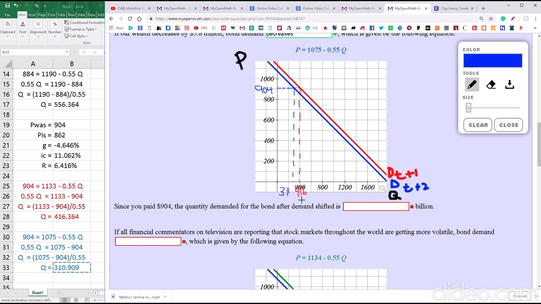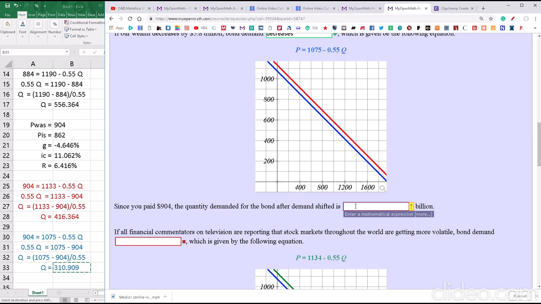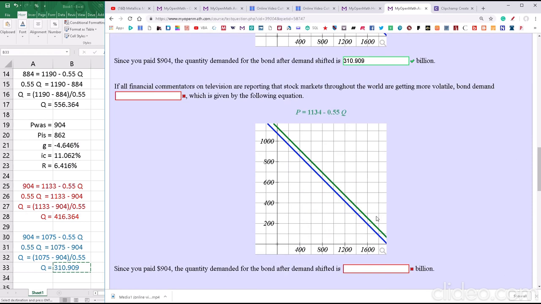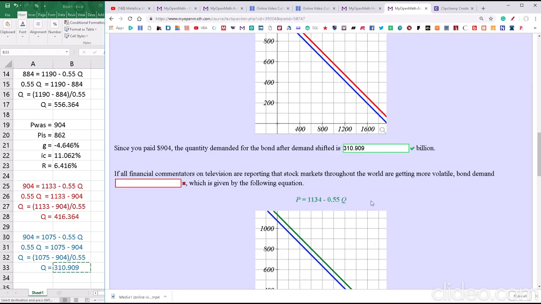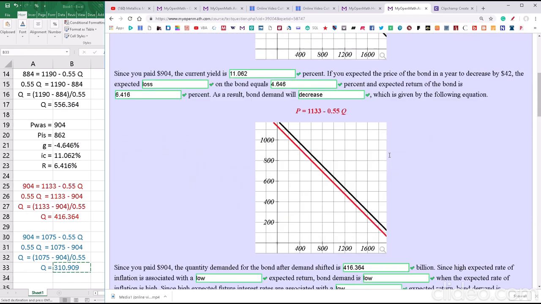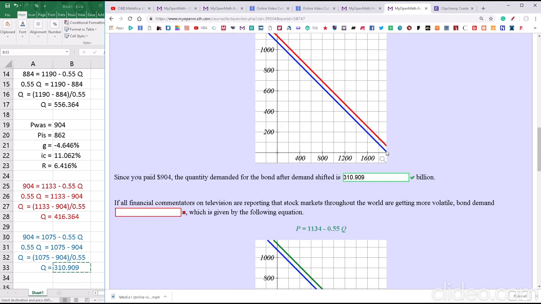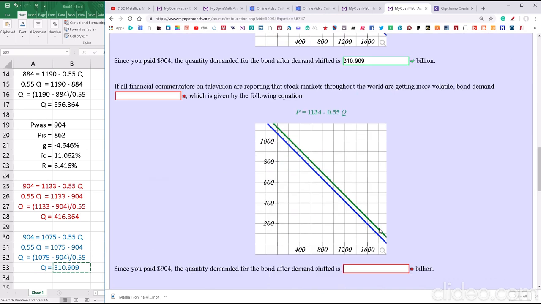So if we hold the price of the bond constant, with demand shifting in because of a negative wealth effect, quantity demanded would fall from 416 roughly to 311. So go ahead and close that out. And then we'll write 310.909. Hit enter. Okay, now we got another scenario. So now this was time period T plus 1, T plus 2, and then T plus 3.